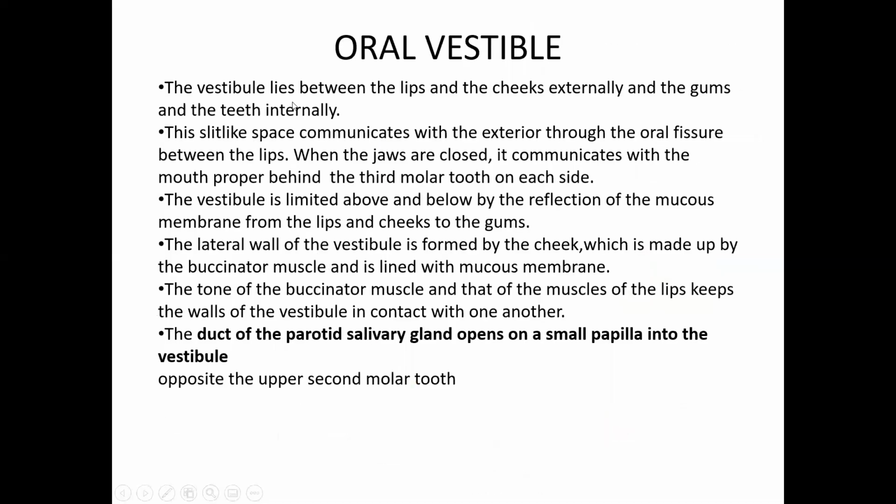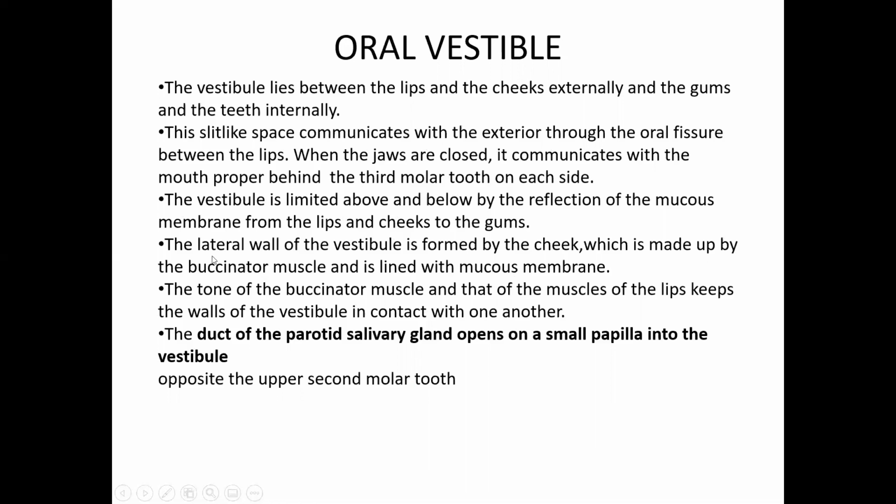So the vestibule lies between the lips and the cheeks externally and the gums and the teeth internally. It is a slit-like space. It communicates with the exterior through the oral fissure between the lips when the jaws are closed. It communicates with the mouth proper behind the third molar tooth on each side through the retromolar spaces. The vestibule is limited above and below by the reflection of the mucous membrane from the lips and the cheeks to the gums.